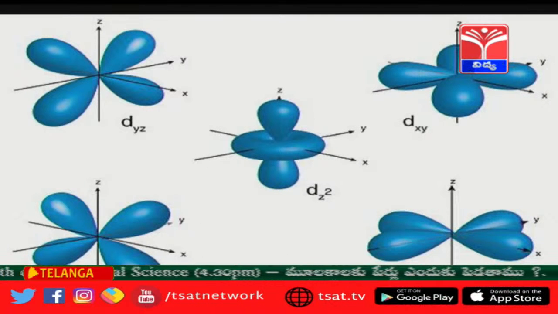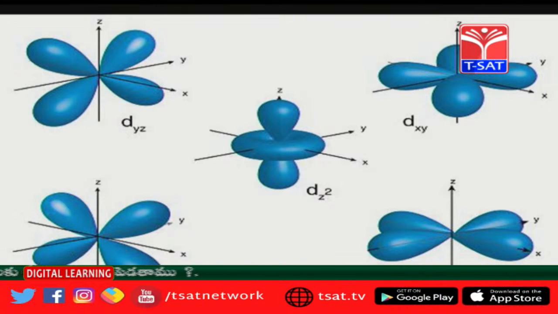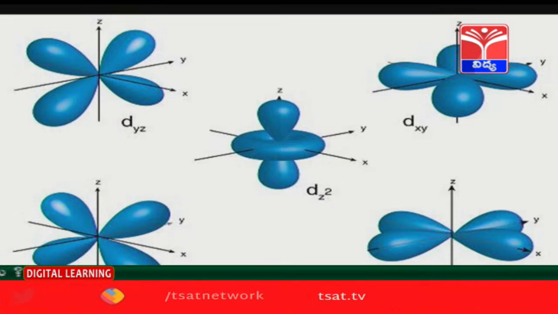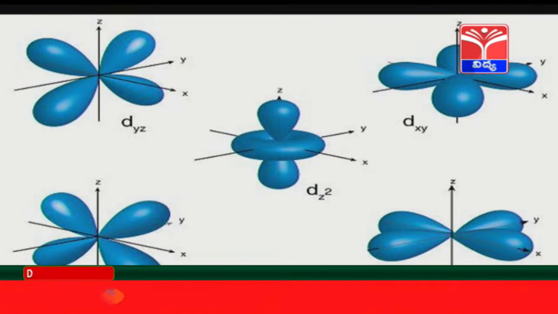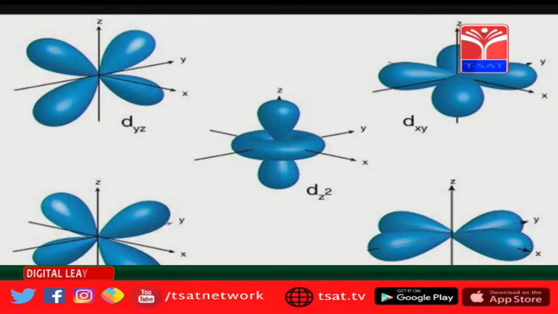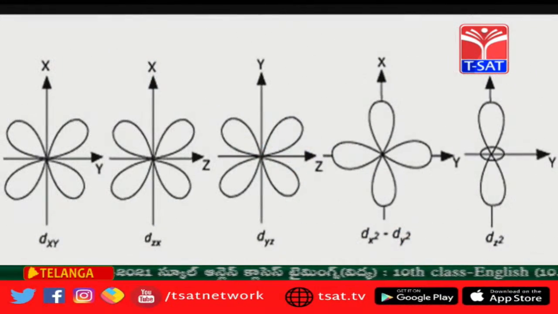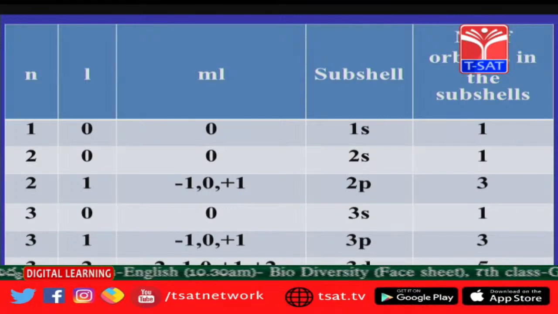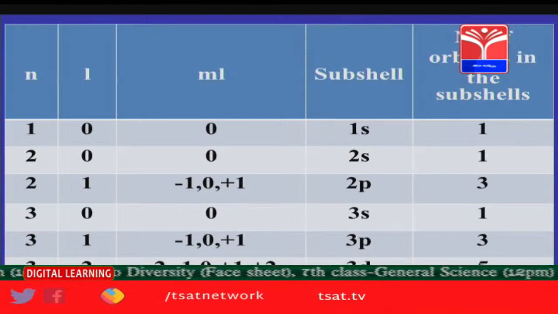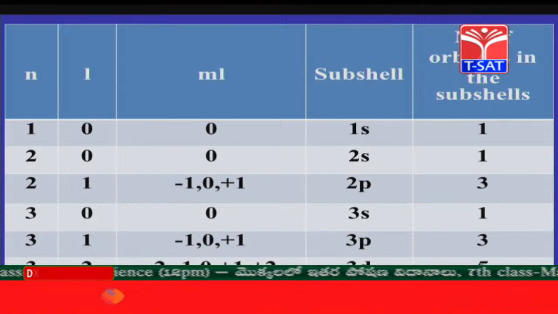There are 5 orbitals: dyz orbital, dxz orbital, dxy orbital, dz square orbital, dx square minus y square orbital. These are all double dumbbell in shape, and whenever you want to draw, you can draw like this. Simply you can draw like this. See here the tabular form: n value is given, L value is given, ML value is given, and subshell is indicated, number of orbitals in the subshell also indicated.